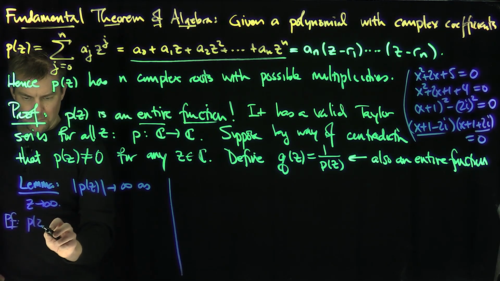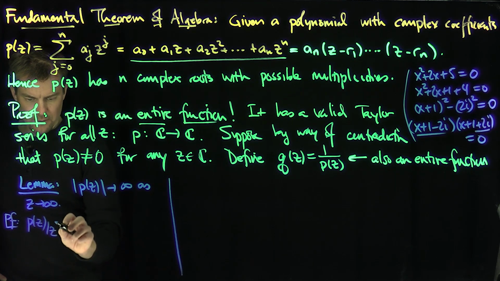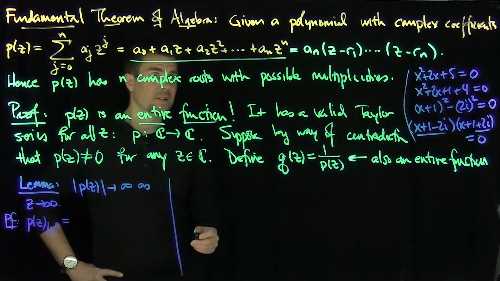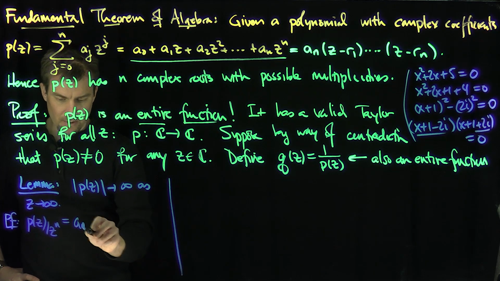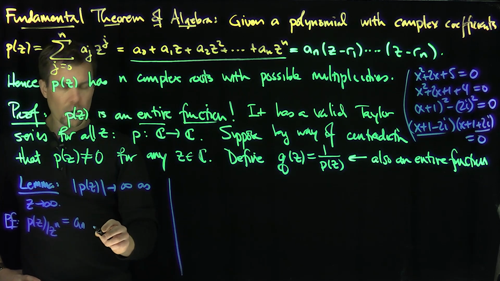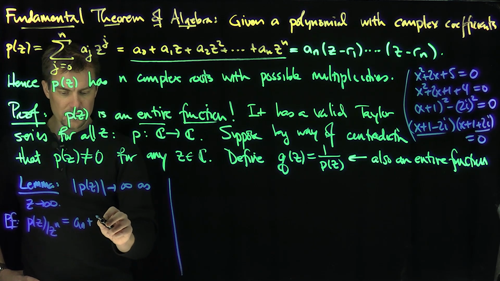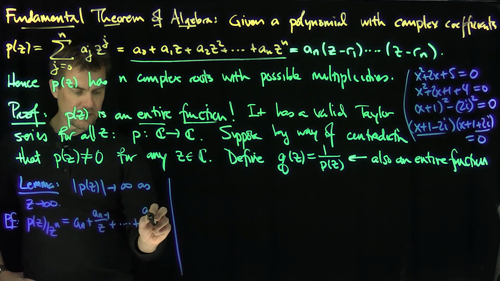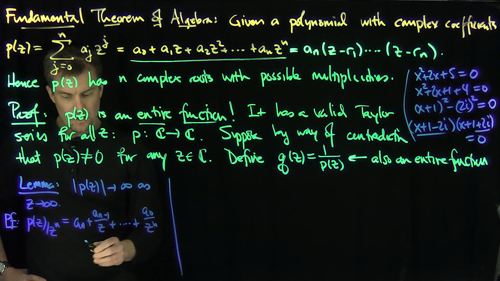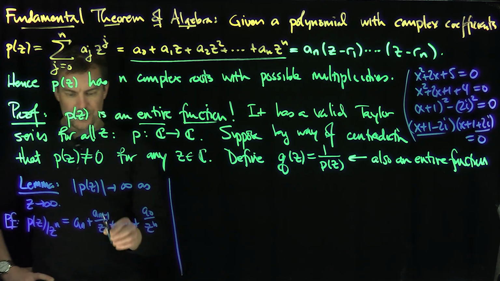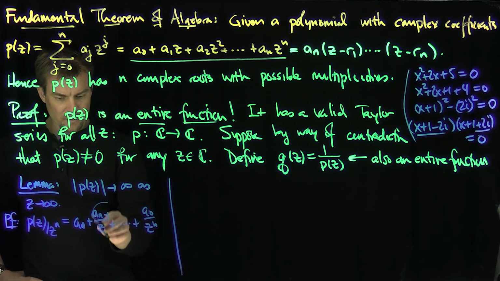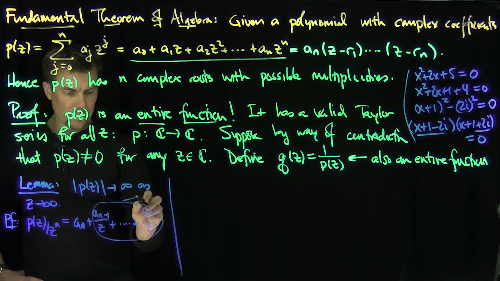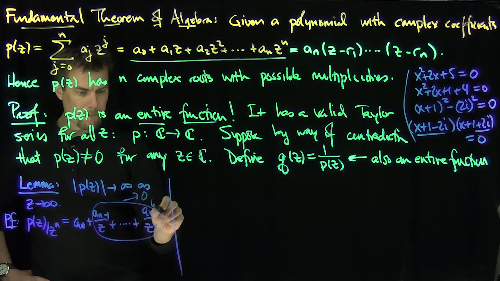P of z over z to the power n is going to be what? It's going to be a_n. Now I have to assume that a_n is not 0, right? It's going to be a_n, and then everything else over here, plus a_{n-1} over z, et cetera, plus a_0 over z to the n, right? So now, of course, these terms in modulus get small as z goes to infinity. They go to 0 as z goes to infinity.